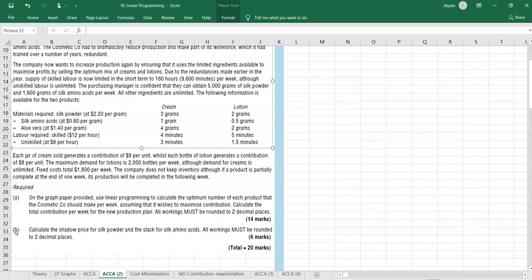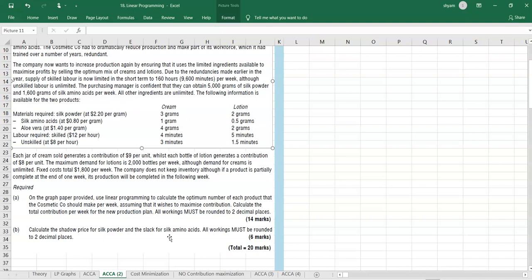You can be sure about one thing here, that silk powder is a constraint factor. It's a 100% constraint factor, and silk powder lies on the optimal point. Okay, that's very clear. Without seeing the answer itself, we can tell what the answer would be. Silk powder is a binding constraint, there will be no slack, and there will be a shadow price. And he also says the slack for silk amino acid, that means there will be slack.